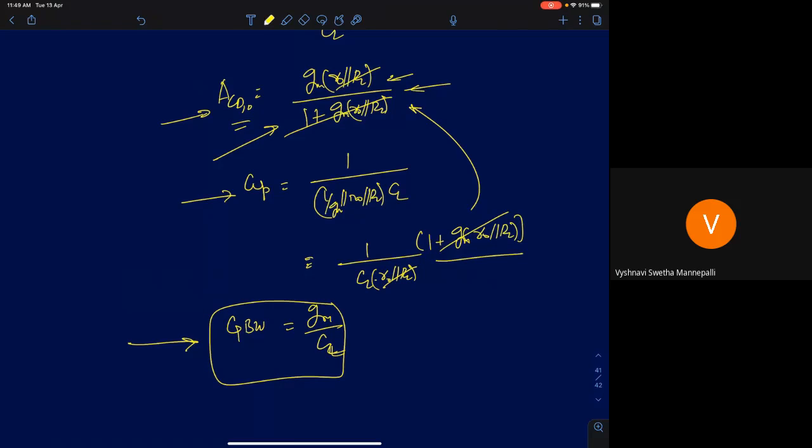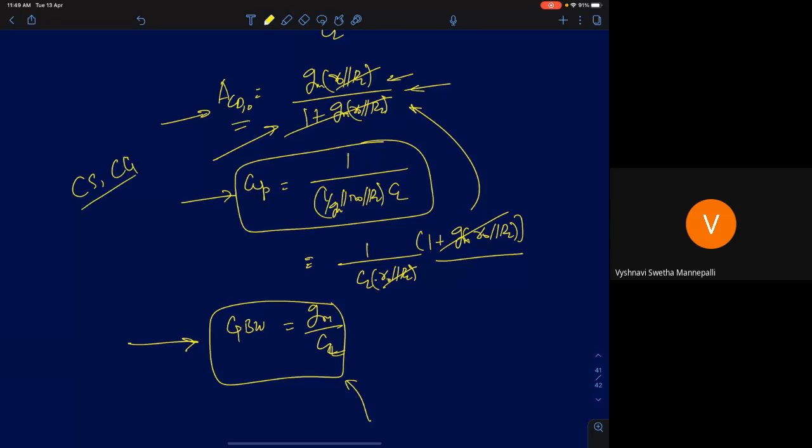For all three configurations, here I've assumed there is only one capacitor at the output, and this gain bandwidth product is the common term for all three amplifier topologies. Poles are very different. For common source and common gate, poles are more or less at the same location. Approximately, if I assume R naught only, it is 1 by R naught CL. If I assume RL, it will be 1 by R naught parallel RL times CL. That's it. So these are the pole locations. They are more or less the same for common source and common gate. DC gain is also more or less the same.